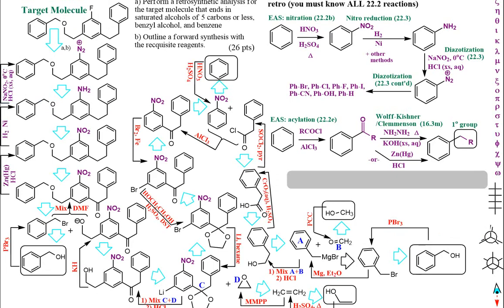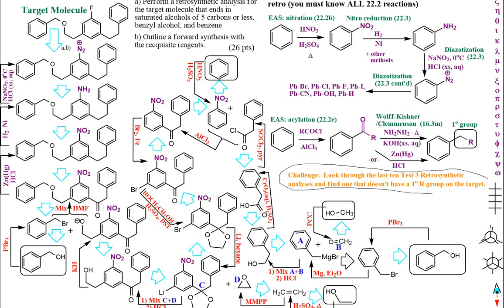Before we run down the forward synthesis, maybe this box here has been bugging a lot of people. A little too much suspense for their liking. A little hint. I want you to look through the last 10 Test 3 Retrosynthetic analyses and find one that doesn't have a primary R group on the target. Yeah. I give this warning every semester, and I still see students try to directly put on a primary R group on benzene. They lose 1 point backwards, 1 point forwards. You can't do it. You try to do it, and there's a rearrangement.